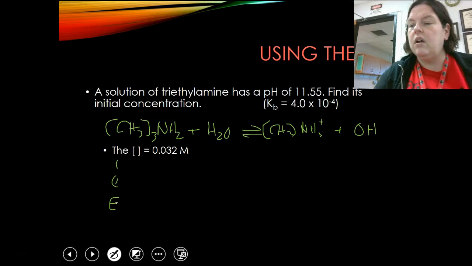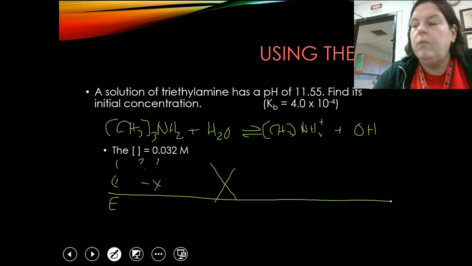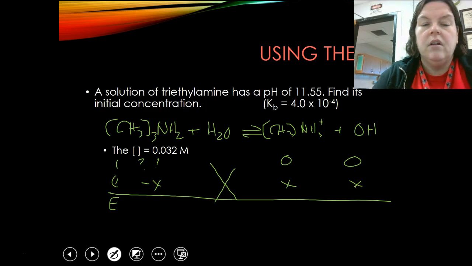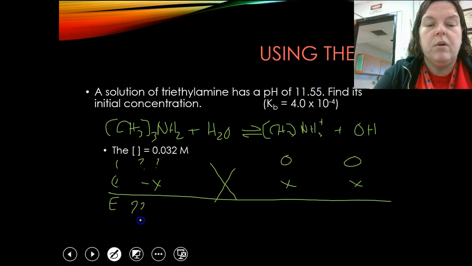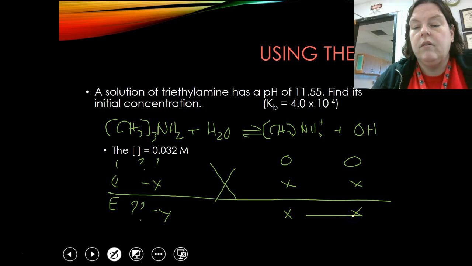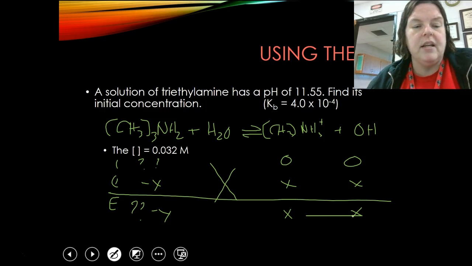All right, so we don't know the initial concentration because that's what we're looking for. We're not going to worry about water. We know we're going to minus X here. We know over here that we have 0, 0, X, and X. So we have question mark, minus X, X, and X. Everybody good with that so far? Any problems so far with that? We just set up the ice table.